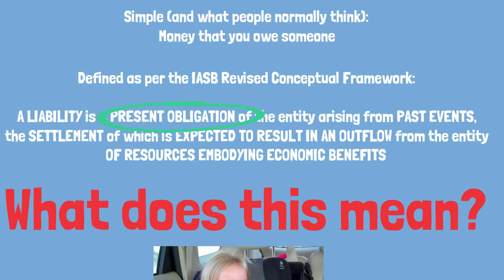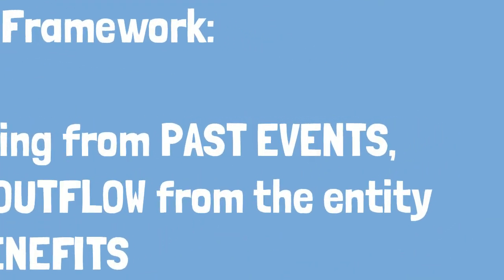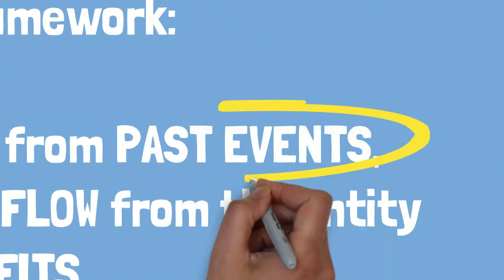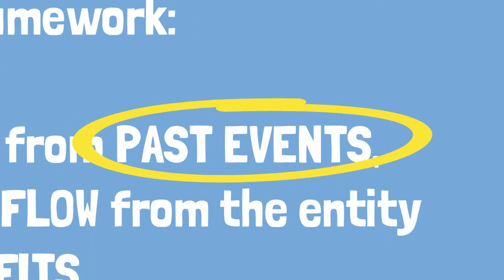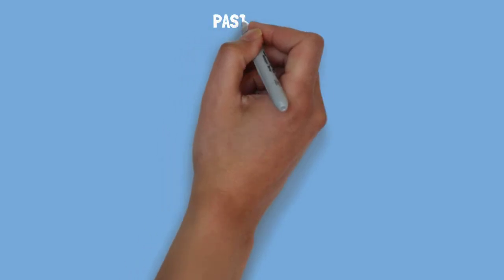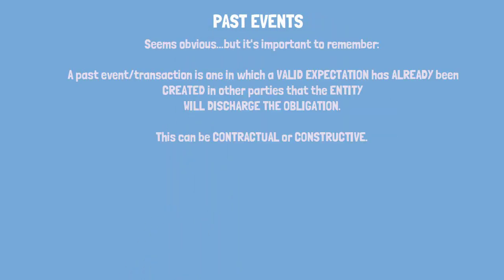Okay, so we now know what a present obligation means. So let's look into the other parts of the definition. A liability is a present obligation of the entity arising from past events. What does past events mean? And is it the same as in assets? Well, the answer is it is the same.